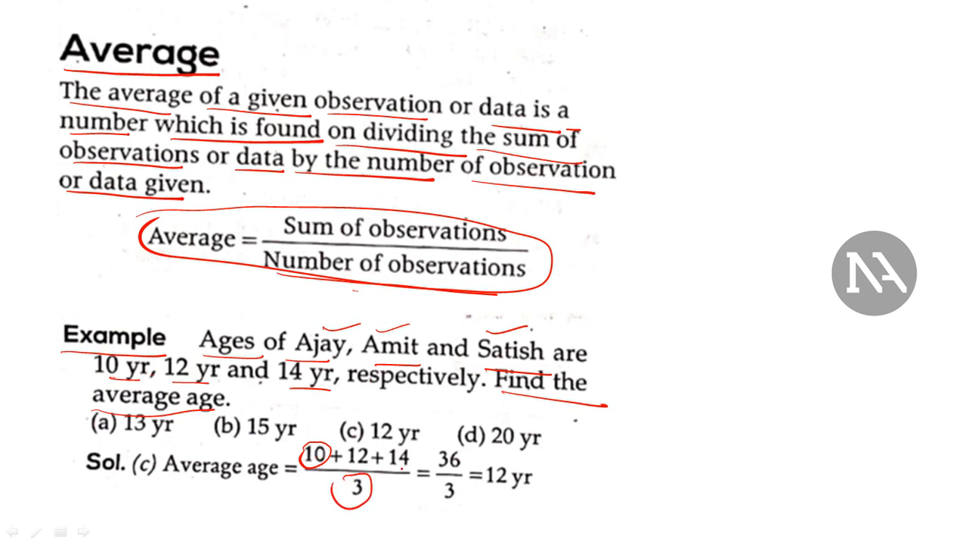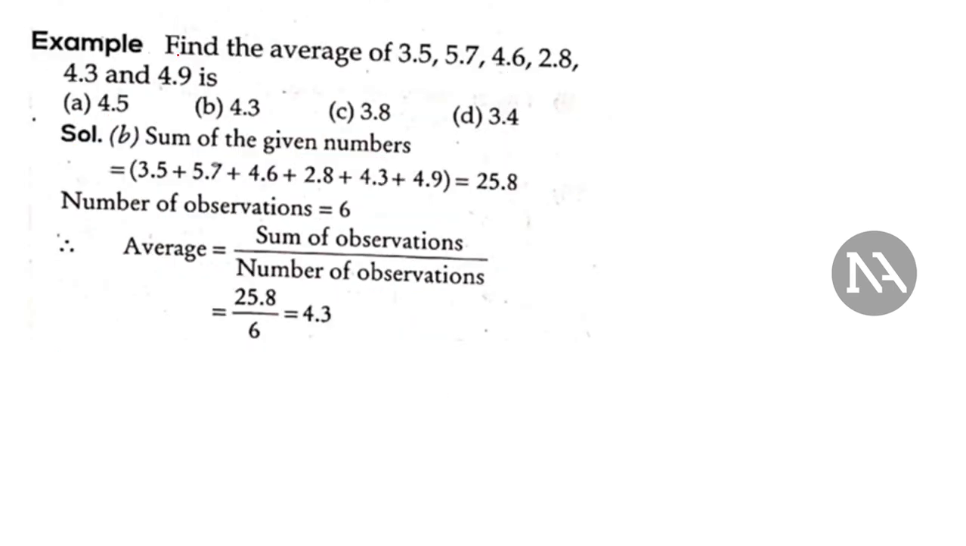If you sum these 3 data, it will be 10 plus 12, that is 22, 22 plus 14, that is 36, 36 divided by 3. So 1 3 is 3 and 2 3s are 6, so 12 years. So the average age of these 3 people is 12 years. Option C. Another example: find the average of 3.5, 5.7, 4.6, 2.8, 4.3, 4.9.